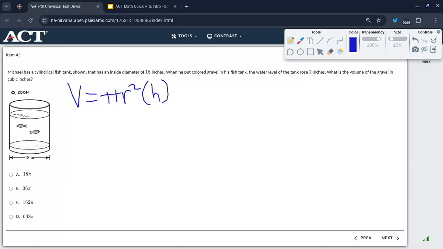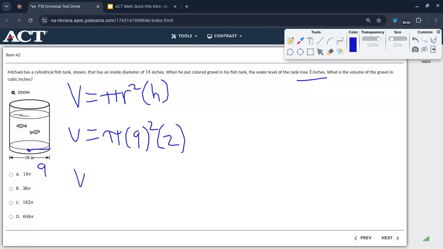All right, so once we have the formula, we understand that our radius is going to be half of that diameter. So our radius is just going to be 9. So we have pi times 9 squared, and then times our height. They told us up here that the water level rose 2 inches, so that means there's 2 inches of rock that got put in there.